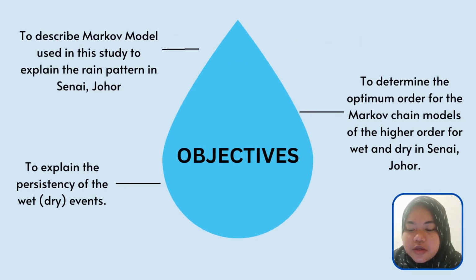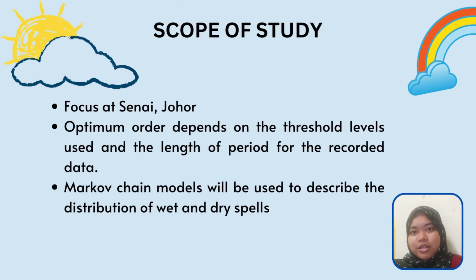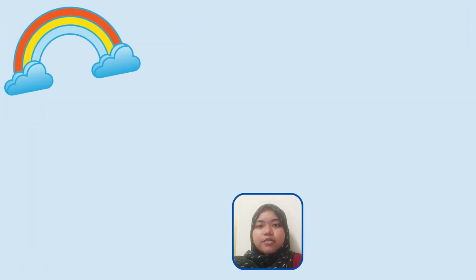First is to describe the Markov model used in the study to explain the rain pattern in Senai, Johor. The second is to explain the persistence of the wet-dry event. The third is to determine the optimal order for the Markov chain model of the higher order of wet and dry. We focus on Senai, Johor. Optimum order depends on the threshold levels used and the length of period for the record data. The last one is that the Markov chain model will be used to describe the distribution of wet and dry spells.